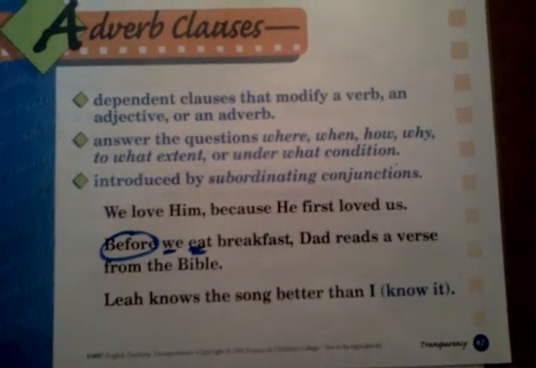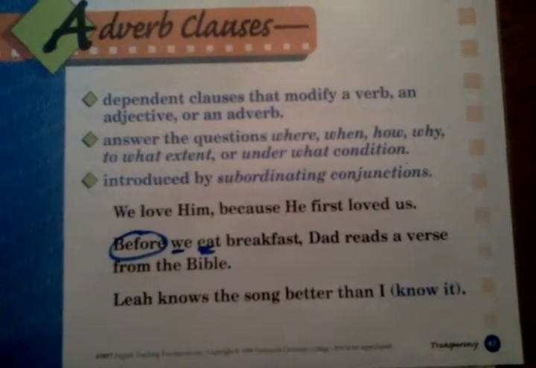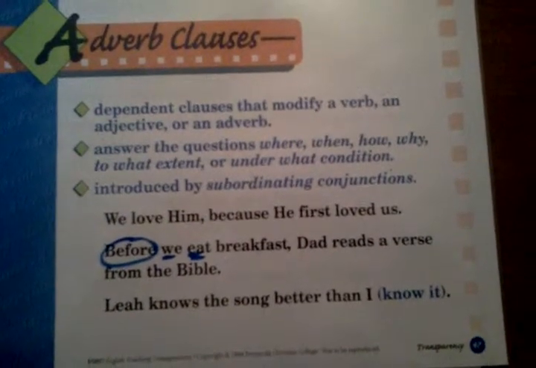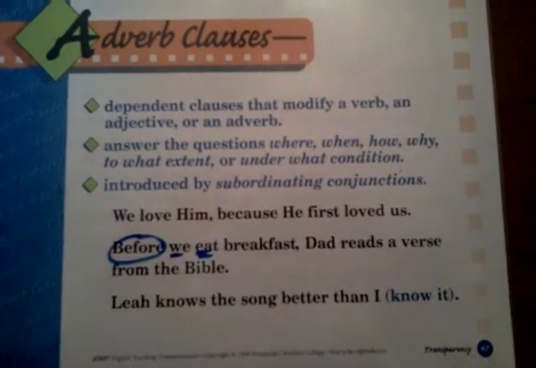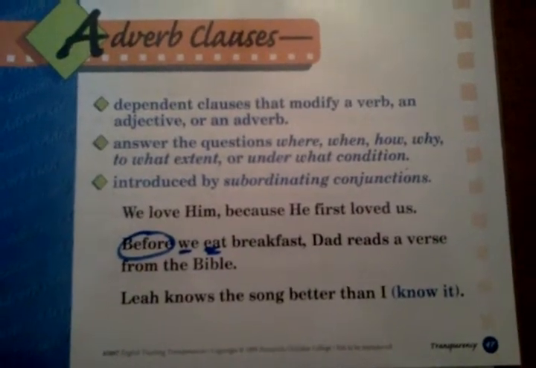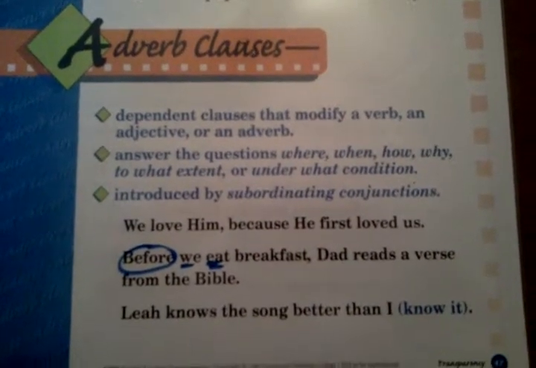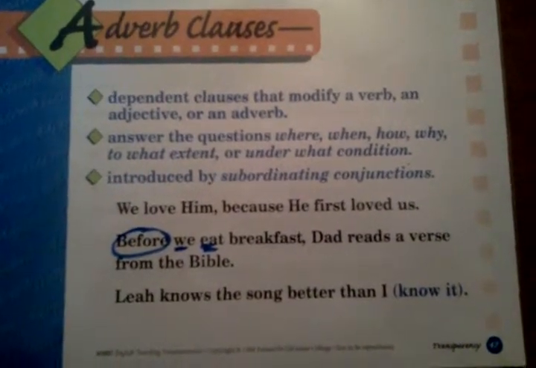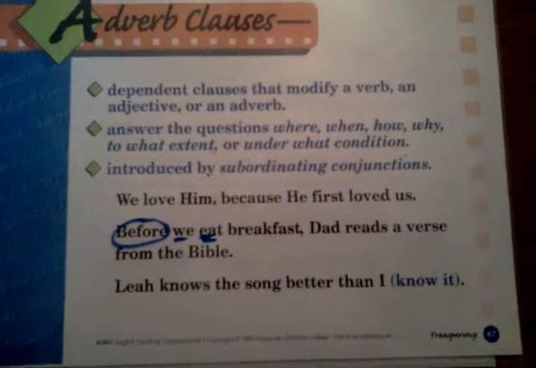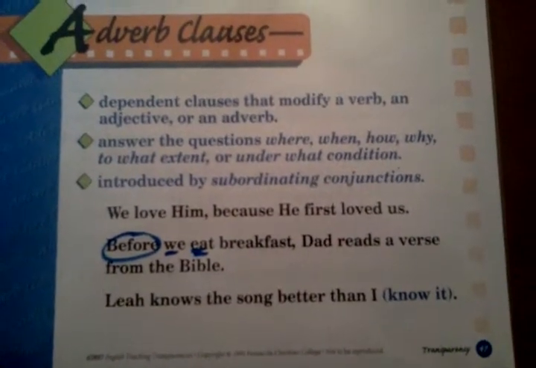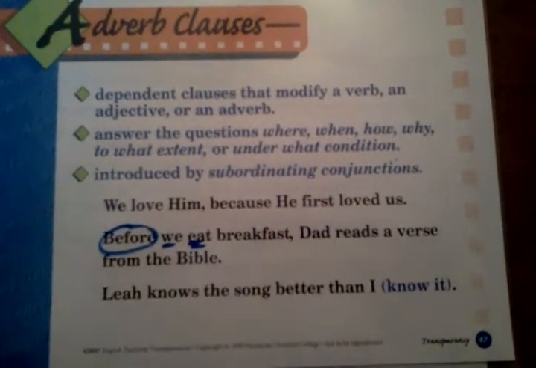The second sentence, before we eat breakfast, Dad reads a verse from the Bible, is made of 2 clauses. And all sentences are made of groups of clauses or phrases, except maybe an interjection at the beginning of a sentence like wow or yay, those one-word interjections. Everything other than that is either part of a clause or a phrase, because that's what sentences are. They're groups of words, clauses, and phrases.